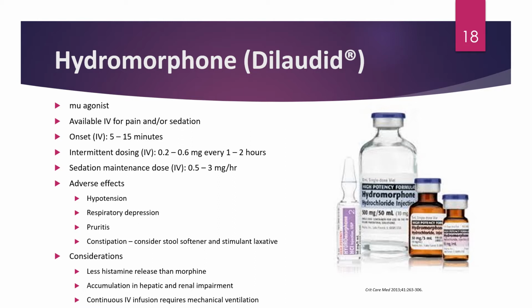These agents still will cause respiratory depression, and particularly when given over chronic periods of time, over the course of days, can cause constipation. So again, stool softener, stimulant laxative, important. You can accumulate hydromorphone or Dilaudid in hepatic and renal impairment, just like morphine. Here, it's important to note that a lot of times the continuous IV infusion will require mechanical ventilation.